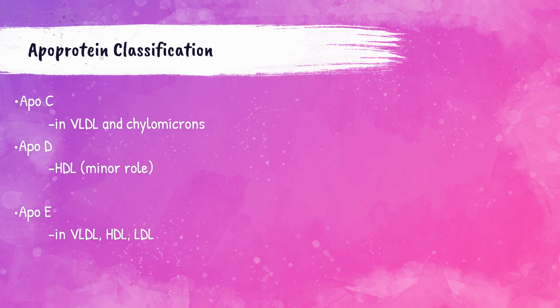Apolipoprotein C is the protein commonly associated with very low density lipoproteins, or VLDL. And this apolipoprotein is created mainly within the liver. So apolipoprotein D has a minor role with high density lipoproteins, or HDL, although not much is currently known about this apolipoprotein. Apolipoprotein E is formed in the liver as well and has a role in a lot of things, so LDL, VLDL, and HDL.